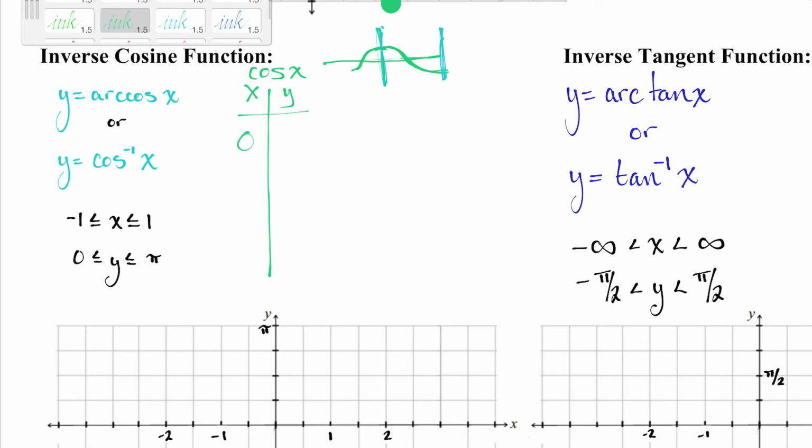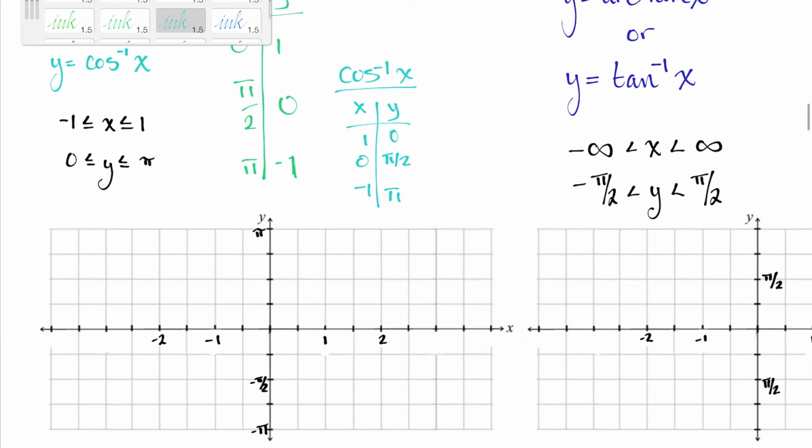So we're looking at 0, pi over 2, and pi. At 0, cosine is 1. At pi over 2, cosine is 0. And at pi, cosine is -1. And so the arc cosine, or cosine to the negative first, whenever I'm just switching my x's and y's, looks something like this. And I can graph it.